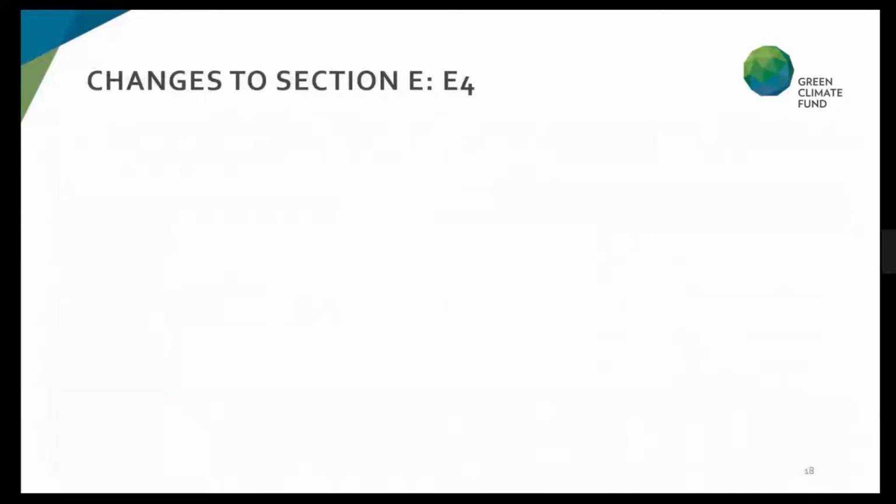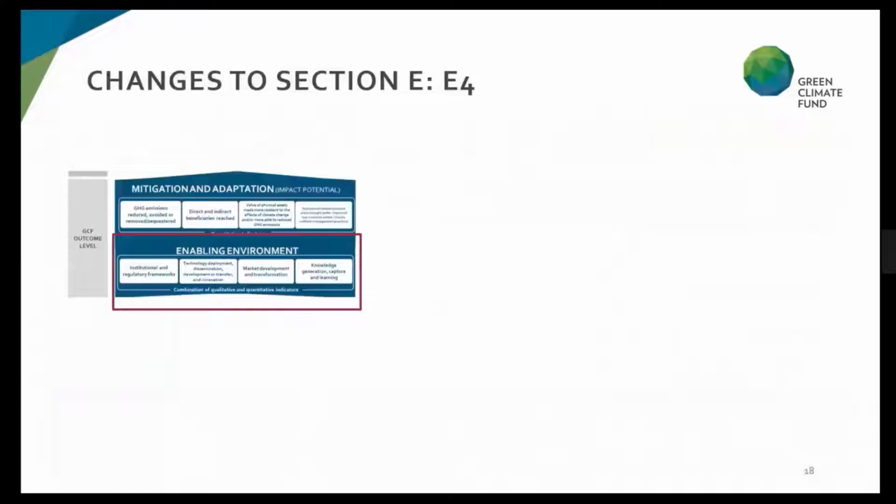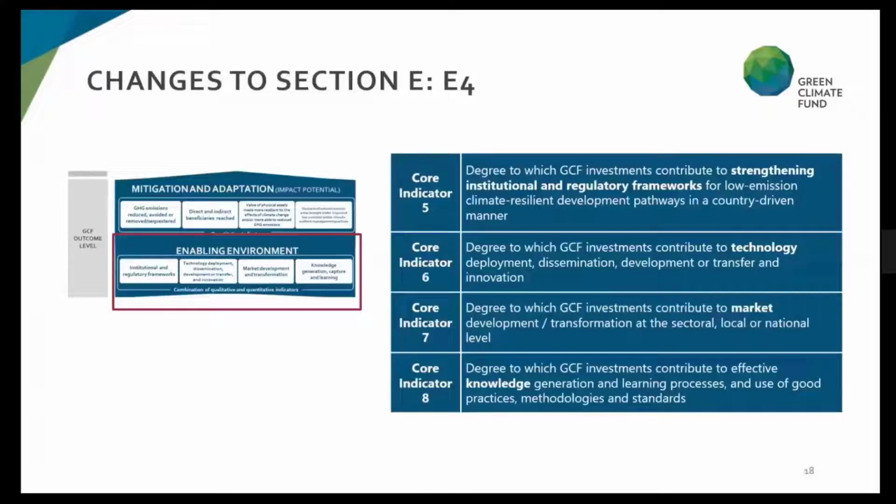Let's now take a look at section E4. Similar to sections E2 and E3, E4 is new. It incorporates the new IRMF outcome indicators 5 to 8, which relate to contributions to enabling environment. At least 2 indicators should be selected for monitoring and reporting. And please note that for this section, similar to E2, the actual assessment of the contribution to enabling environment will be done as part of the interim and final evaluations of each project by independent evaluators.